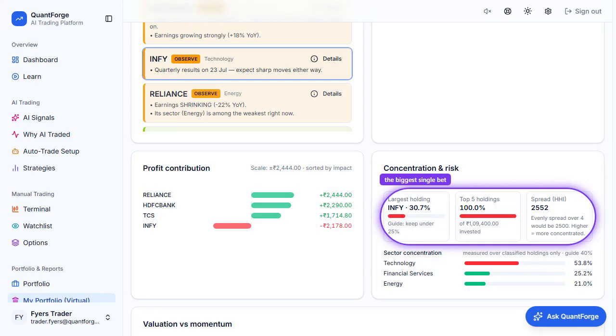Below, the same idea by sector, each bar against its own guideline. And notice it says measured over classified holdings, only the unknown ones are excluded, and it tells you how many.